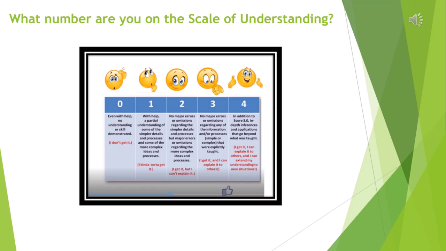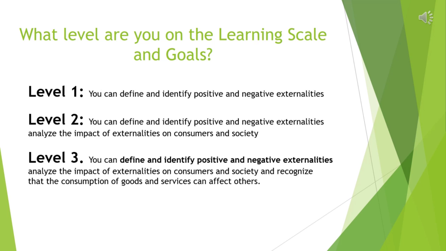So where are you on this scale of understanding? The next time we have a DBA, I'm going to ask you whether you're a 0, 1, 2, 3, or 4. I'm hoping that you're going to be in between a 3 and 4, where you get it, you understand it, and you can explain it to others. So hopefully now you can define and identify positive and negative externalities. You can analyze the impact of externalities on consumers and society, and you can recognize that the consumer of goods and services can affect others.